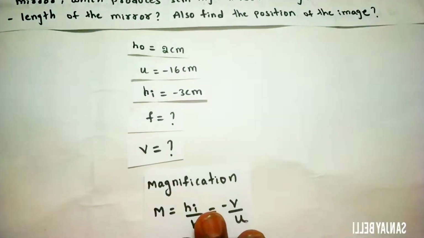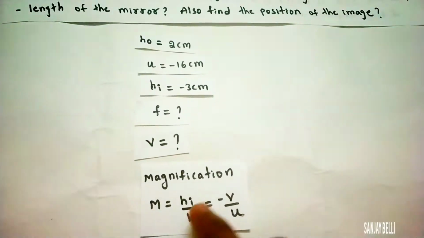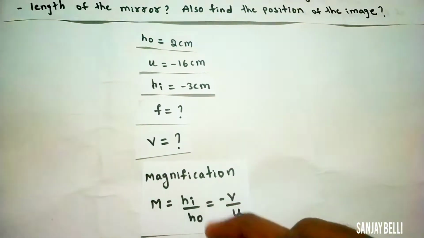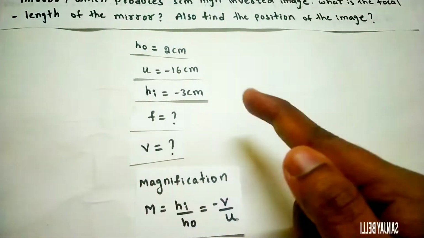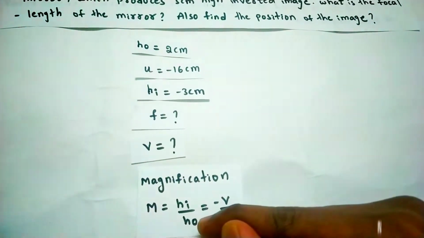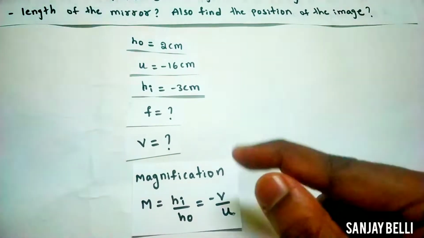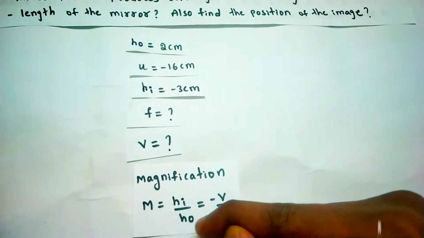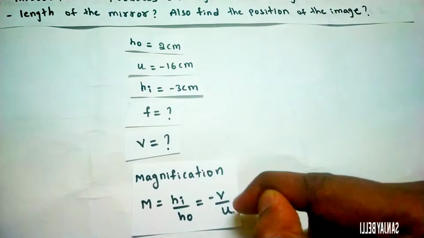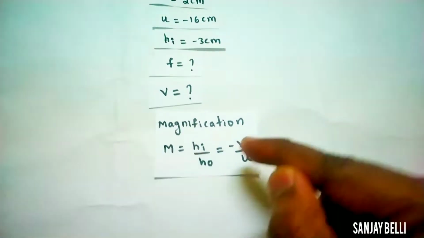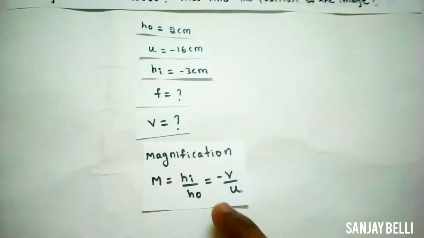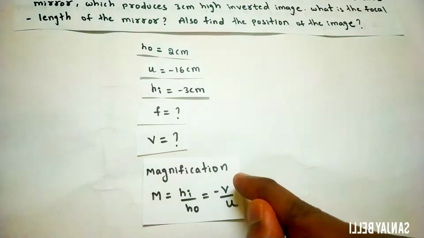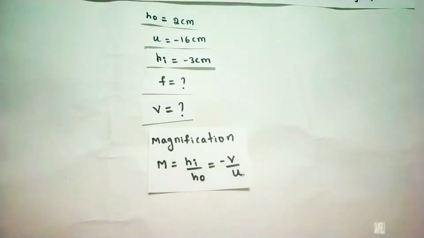Magnification. So magnification M equals HI by H naught equals minus V by U. Here image height is given as 3 centimeters, object height is 2 centimeters, and object distance is 16 centimeters. HI, H naught, U are given in the question, so we can find V very easily. What is HI? Minus 3. What is H naught? 2. What is V? We have to find. What is U? Minus 16.